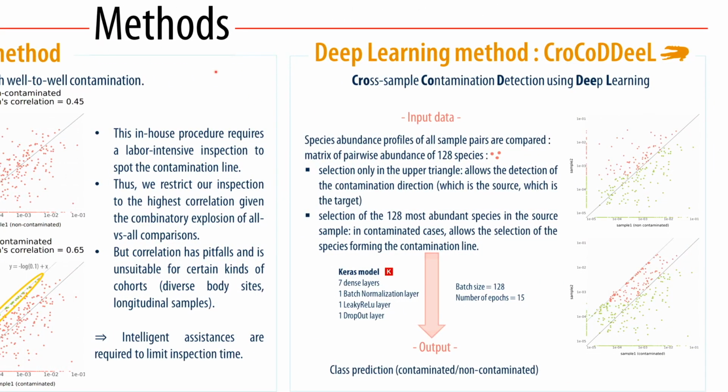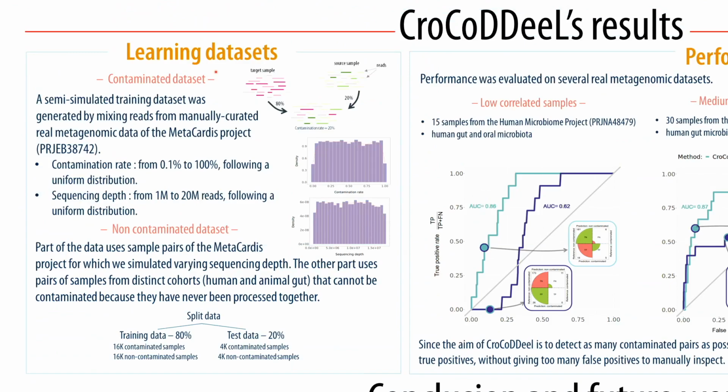Crocodile is a deep learning model. It takes as input a matrix of pairwise abundance and outputs the class prediction, either contaminated or non-contaminated. For the training step, a semi-simulated contaminated dataset using real data and varying the contamination rate and sequencing depth was generated. For the non-contaminated dataset, one part used real data with different sequencing depth, and the other part used sample pairs from different cohorts.